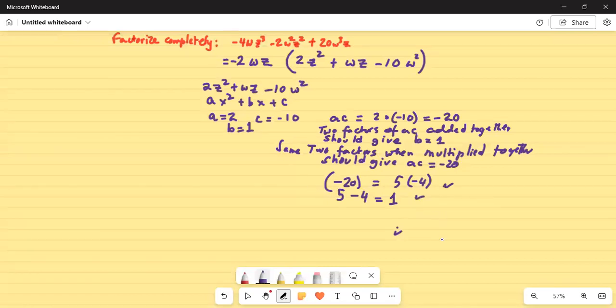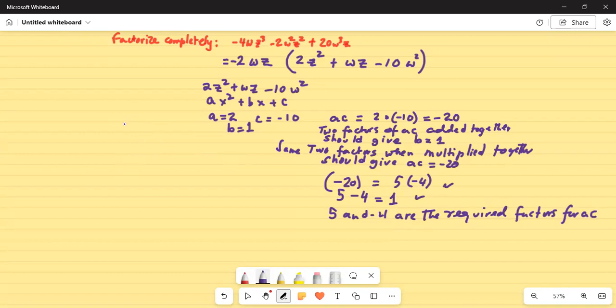So let me erase and write 5 and minus 4 as the required factors for AC. Why so, you ask? Let's do it this way now. Let me create some space here.